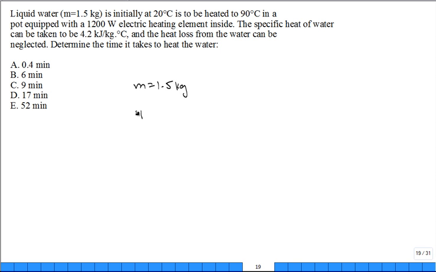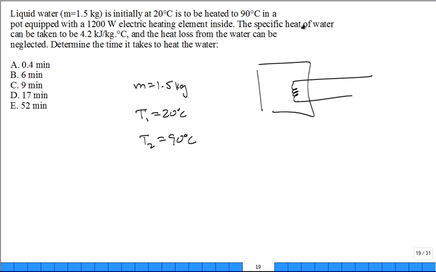All right. Liquid water, you have a mass of 1.5 kilograms of liquid water. It's initially at a temperature of 20 degrees C. It's heated to a final temperature of 90 degrees C in a pot that has a 1200 watt electric heating element inside. So it's like this with a little heating element like that. The specific heat of water is 4.2 kilojoules per kilogram degree C. The heat loss from the water can be neglected, so Q dot is equal to 0 between the water and the surroundings. Determine the time it takes to heat the water.